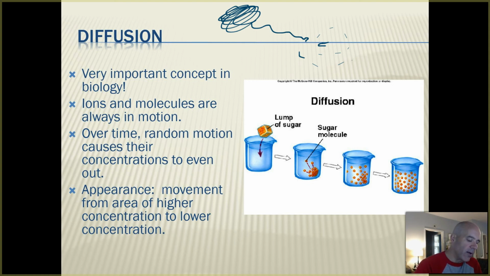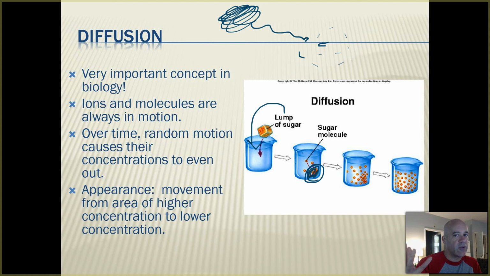If you drop a lump of sugar into a little laboratory beaker full of water, sugar is sucrose. That's a disaccharide. It's hydrophilic, loves water. So when you drop it in, first you've got all these sugar molecules very concentrated there in that lump, and you don't have any sucrose molecules out in the other parts of the water. You've got lots of water molecules out there, but no sugar molecules. So your sugar is highly concentrated here, low concentration or not present at all farther away from that lump.